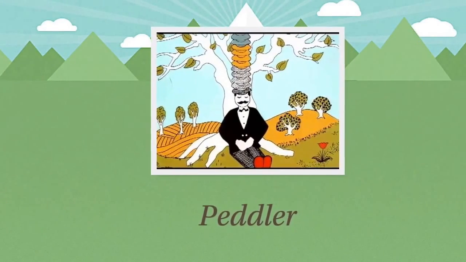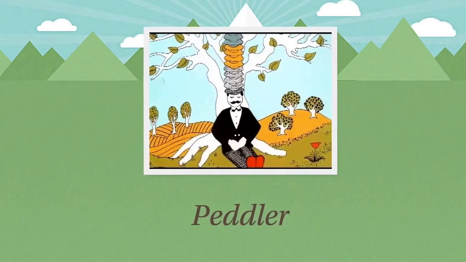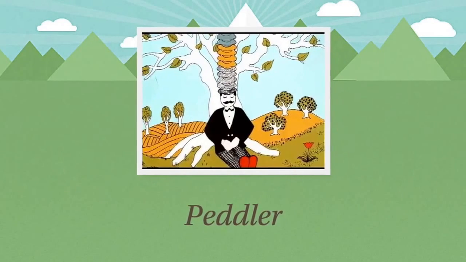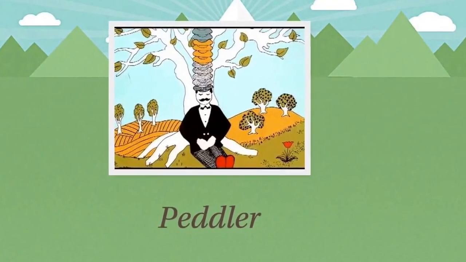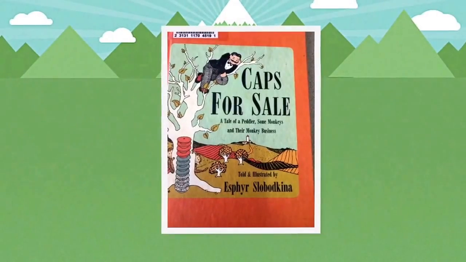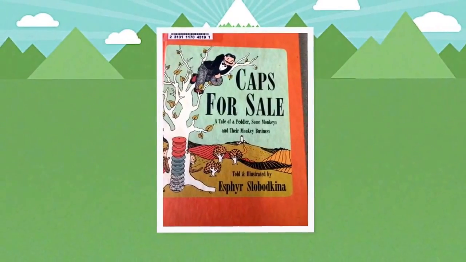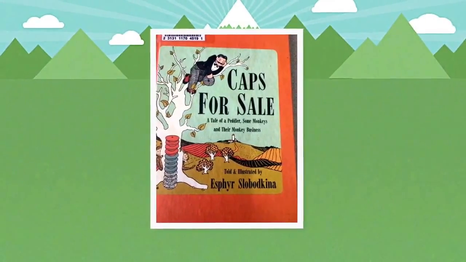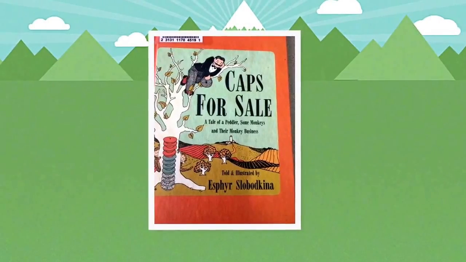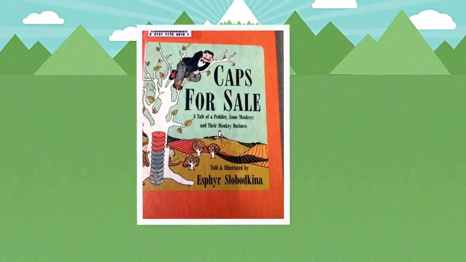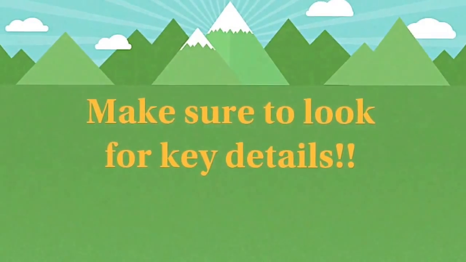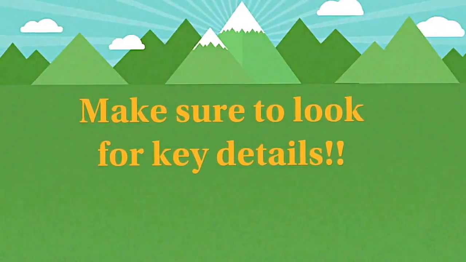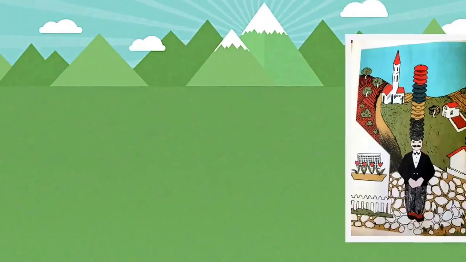Do you know where we go to buy things? We usually go to a store, but before there were stores, people bought their items from someone called a peddler. The book that we're going to read today is called Caps for Sale, and it's about a peddler who sells hats. And along his way to go sell the hats, he runs across a few problems. Let's make sure to look for key details as we read the book Caps for Sale.